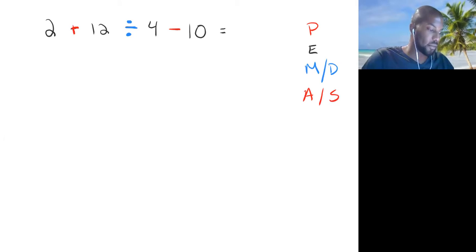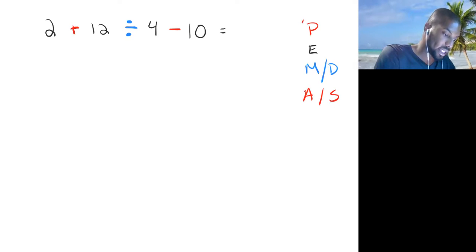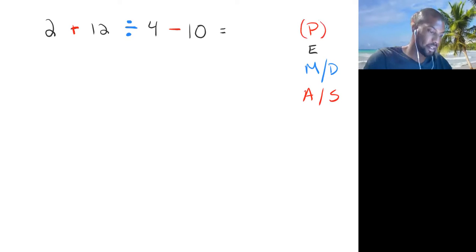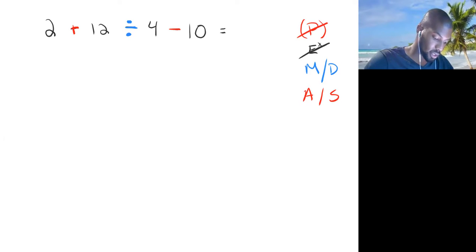All right, I say to myself, do I have first any parentheses? I see none, I can skip it. Do I have any exponents, any powers? I see none, I can skip it. Do I have either multiplication or division? Well, I don't see any multiplication, but I do see division. So I can get rid of my multiplication, and then I can work on my division.